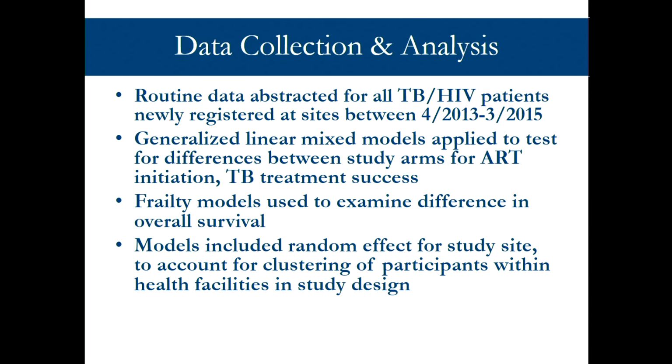Routine data were abstracted for all TB-HIV patients newly registered for TB treatment at sites between April 2013 and March 2015. Generalized linear mixed models were applied to test for differences between study arms for ART initiation and TB treatment success. And frailty models were used to examine difference in overall survival. All models included a random effect for study site to account for clustering of participants within health facilities in the study design.